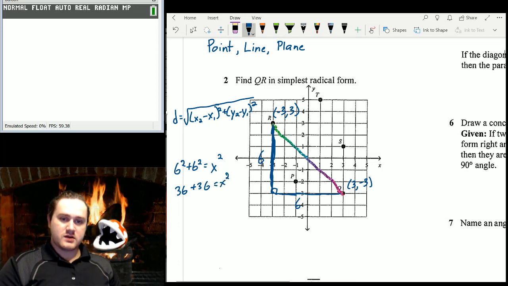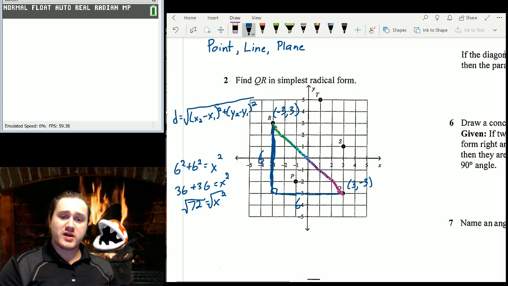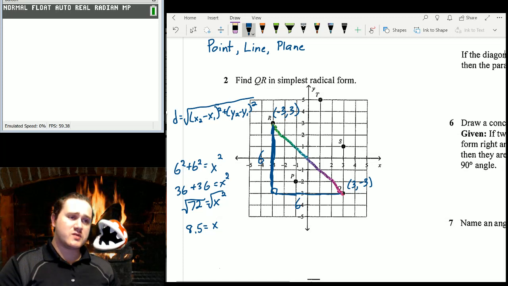Alright, 36 and 36 is 72. But we don't want x squared, so we have to take the square root. Alright, square root of 72 gives us a value. If we plug this in the calculator, we would get about 8.5. But simplest radical form is not a decimal form. You're going to have something underneath the square root. So again, on the multiple choice test, you can just plug in all your answers and get the values.